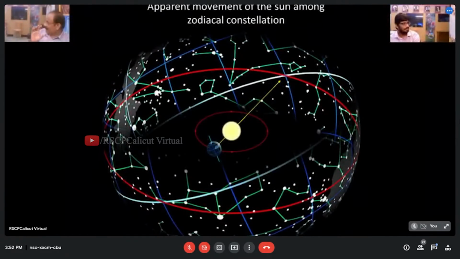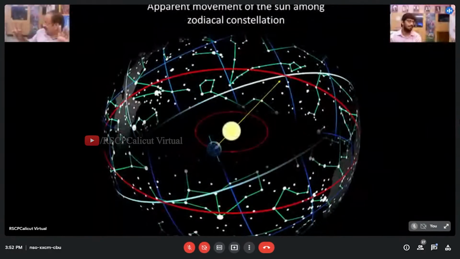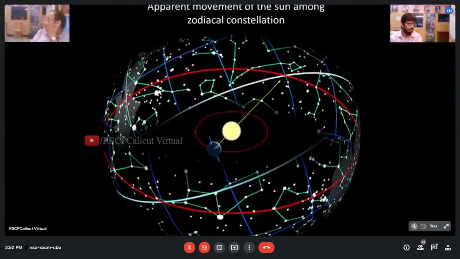What they saw is that certain constellations were visible in certain months and were absent in some other months. Then by logic, they found that those constellations which are not visible are on the opposite side, present in the morning time. Since the sun's light dominates the sky, we can't see those constellations. So the sun is actually moving among those constellations.